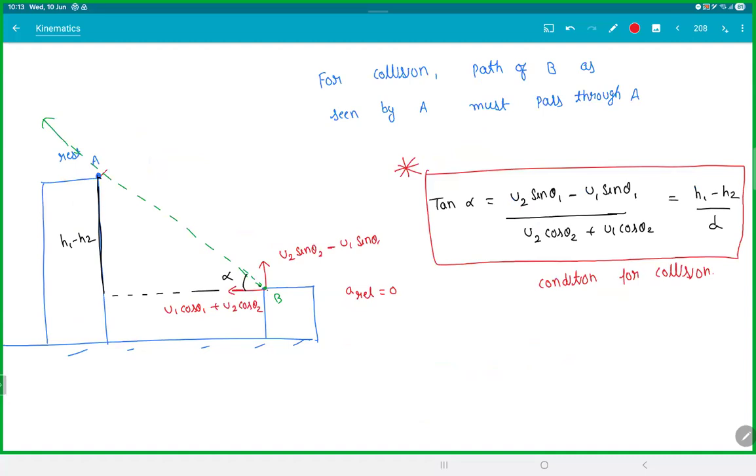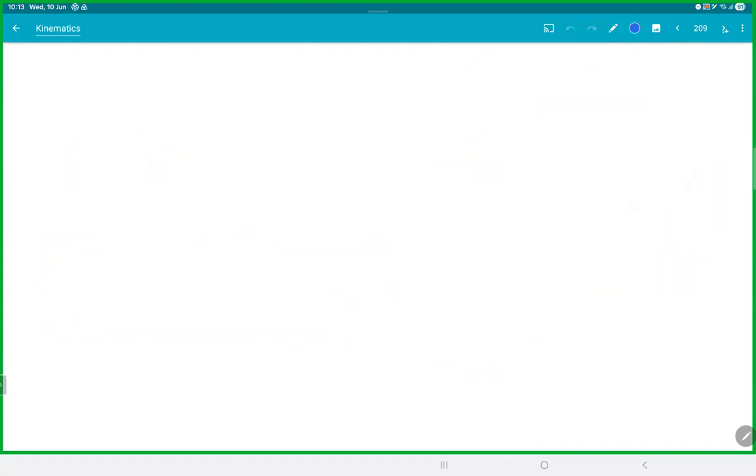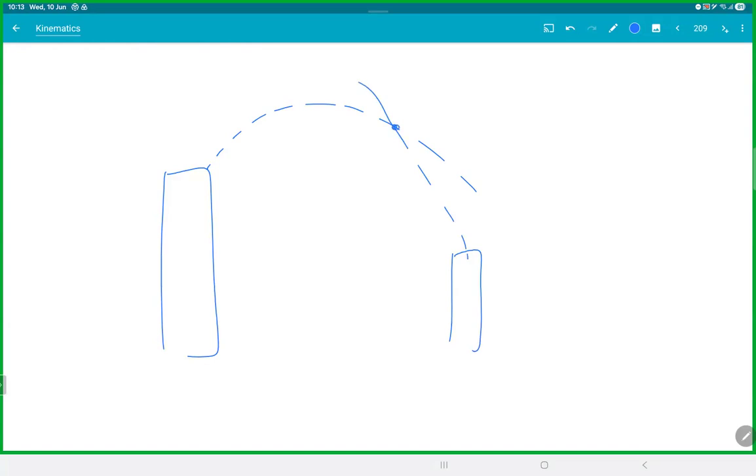Is this clear, everyone? So after stopping A, whatever velocity you get, that should pass through the other guy, and that means you're going to collide. Now, if you try to do this normally, it's very difficult. Think about it. A is going in a parabola, B is going in another parabola, and they're colliding somewhere here. It's a mess.